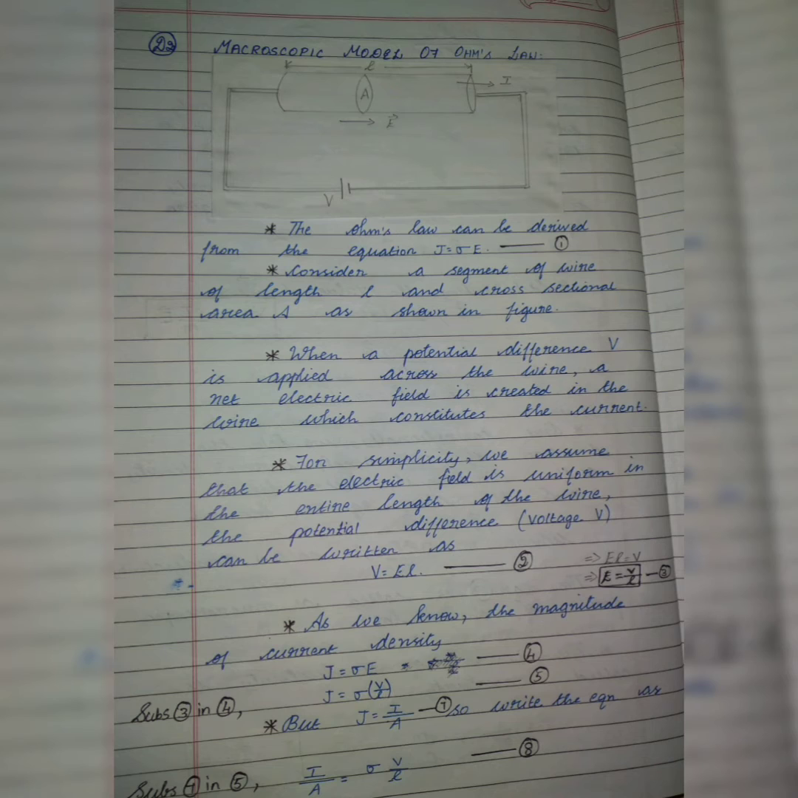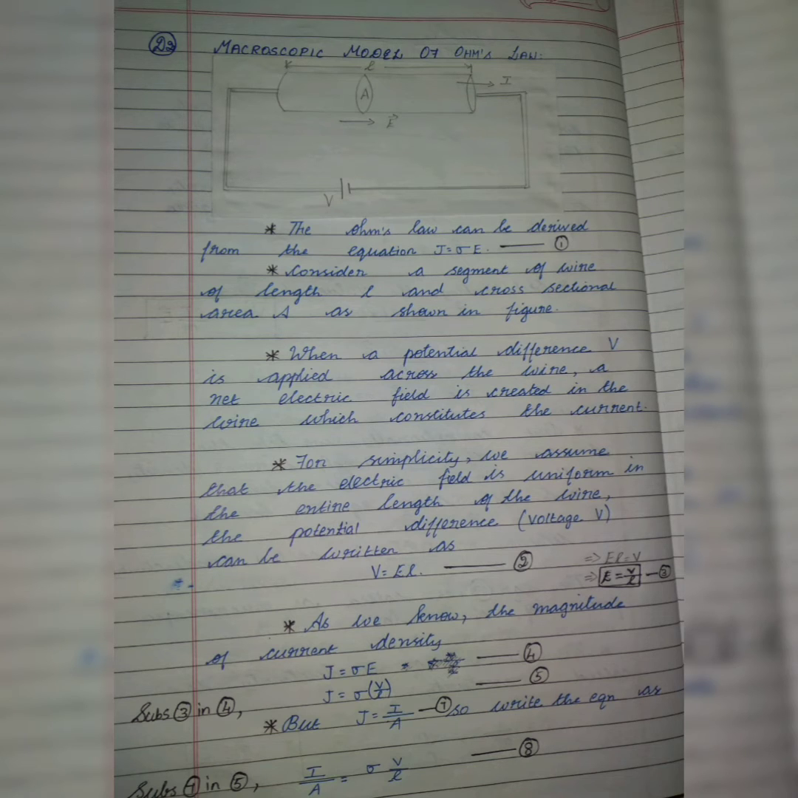First, the Ohm's law can be derived from the equation J is equal to sigma E vector. That is the microscopic model, right? We have taken that microscopic model as equation 1. Then the second equation is V is equal to E into L. That is equation number 2. Now from this equation number 2, we can find the formula for E. Equation number 2 implies EL is equal to V.